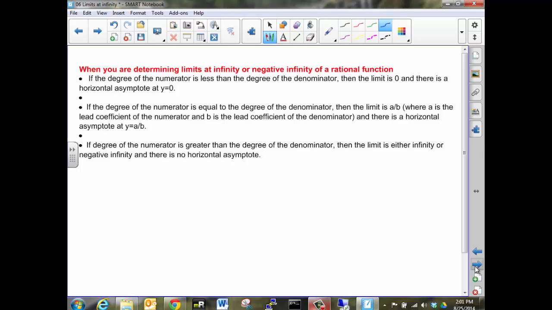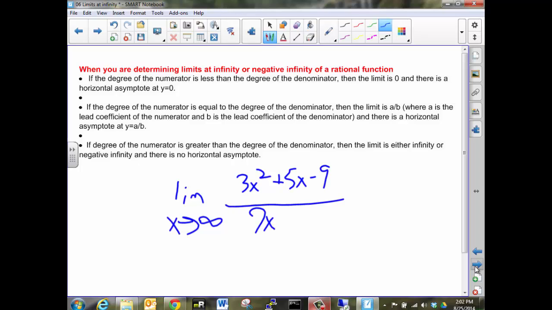Let's look at this problem. We didn't look at one like this. Limit as x approaches infinity of 3x squared plus 5x minus 9 over 7x minus 5. Now, when you look at that, look at the numerator. The degree of the numerator is 2. The degree of the denominator is 1. Because the highest exponent up here is 2. It's not adding up all the exponents. The highest exponent is 2. The highest exponent in the denominator is 1. So now we are going to look at these 3 rules.